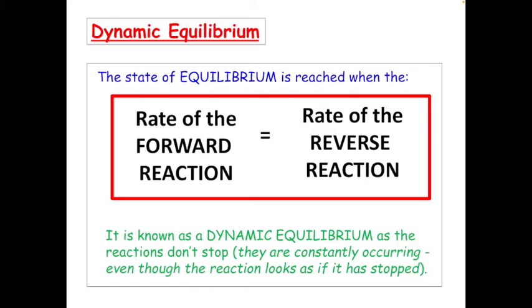So it's known as a dynamic equilibrium, as the reactions don't stop. They're actually constantly occurring. We're going to see a reaction that's at equilibrium, and you'll see that it looks as if it's stopped, but actually the forward and reverse reactions are happening all the time. It just doesn't look as if anything's happening. So you might have the reactants turn into the products, but then those formed products are always turning back into reactants. So it's a wee bit like a cycle that just keeps on going.